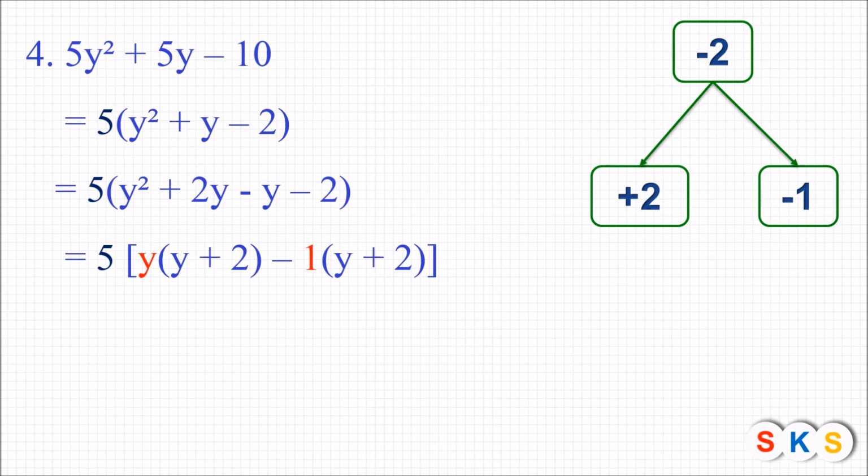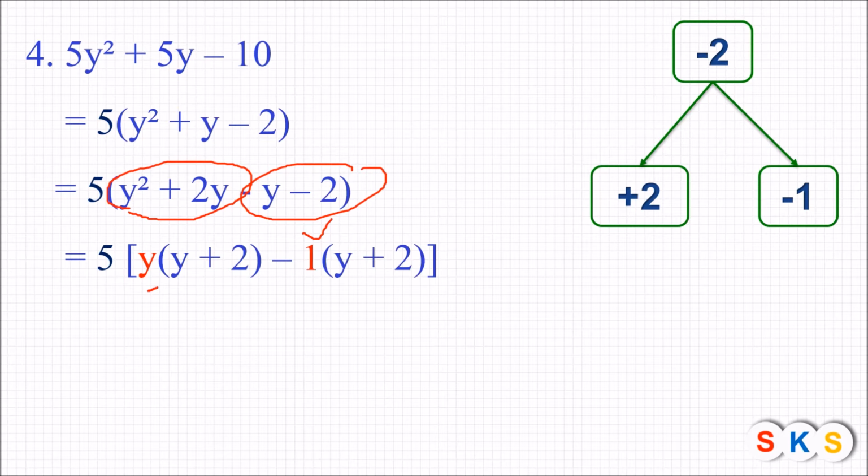You can see that here I have taken a common in the first group. The common in the first group I have taken here is y. If I take y as a common, what will be left here? Y plus 2. And here I have taken common as minus 1. So what is left in the bracket? Y plus 2.